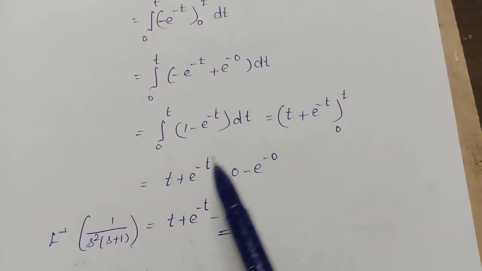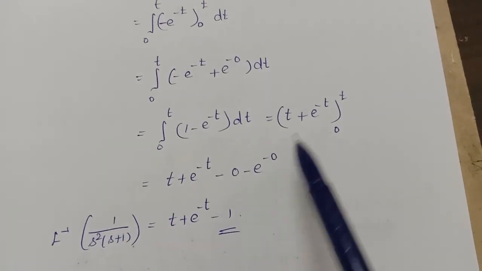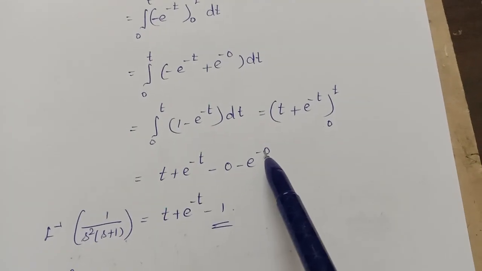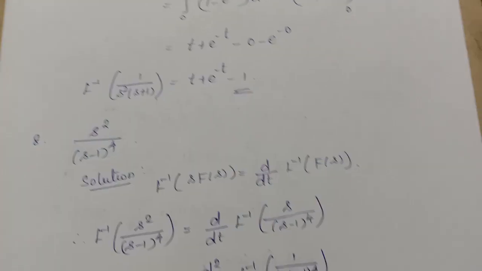Now you substitute the limits. It will be t plus e power minus t for the upper limit. For the lower limit, it will be 0 minus e power 0. E power 0 is what? 1. So the answer is t plus e power minus t minus 1.